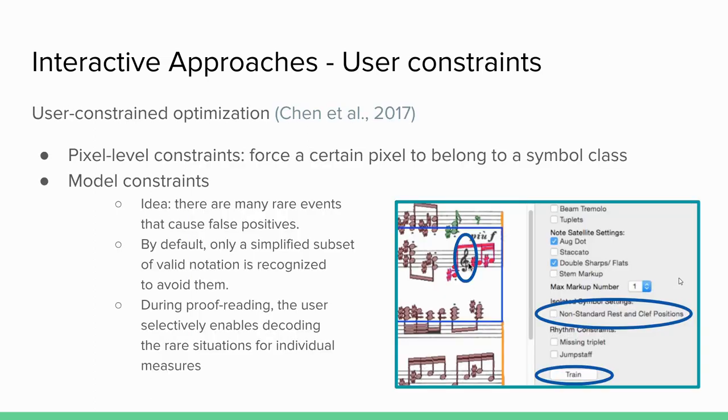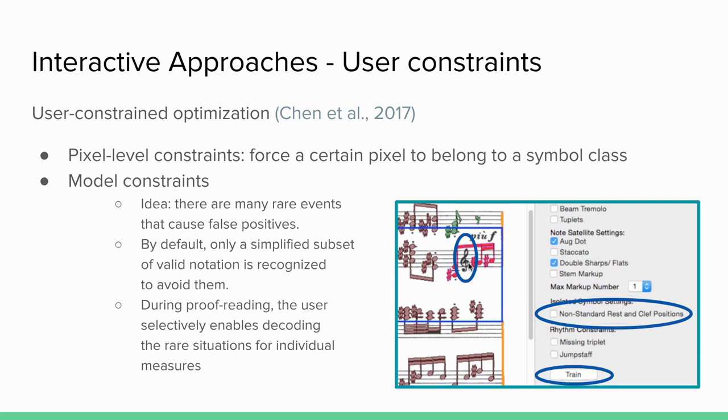And very finally, we have the user-constrained optimization by Yan Shen and Christopher Raphael, in which the user can force the model to fulfill some constraints. So they are using a dynamic programming approach in their base system. The system tries its best, and after that, the user can perform two actions. One is to force a certain pixel to belong to a symbol category, which may be helpful to correct remaining errors that are touching that pixel, that are connected to that pixel.